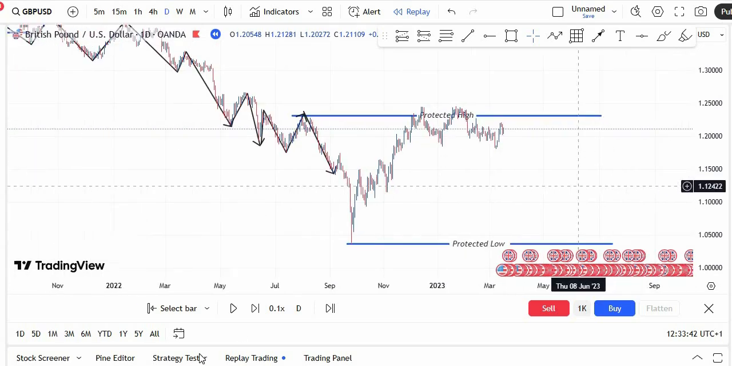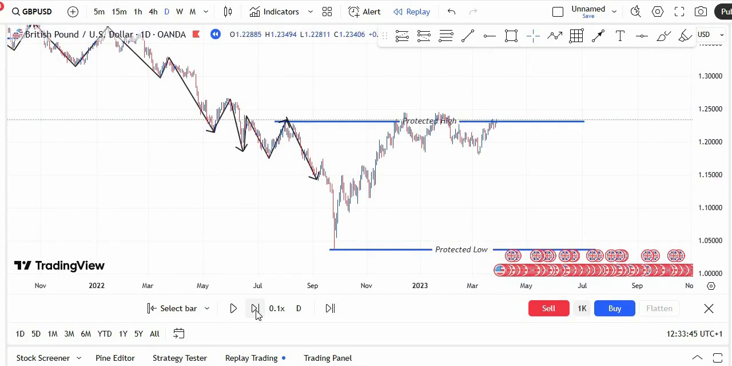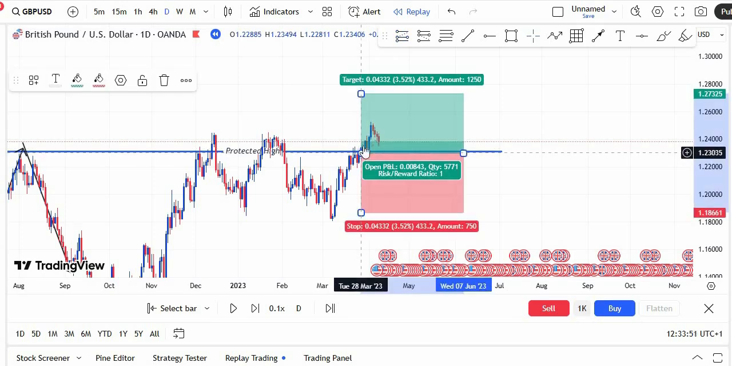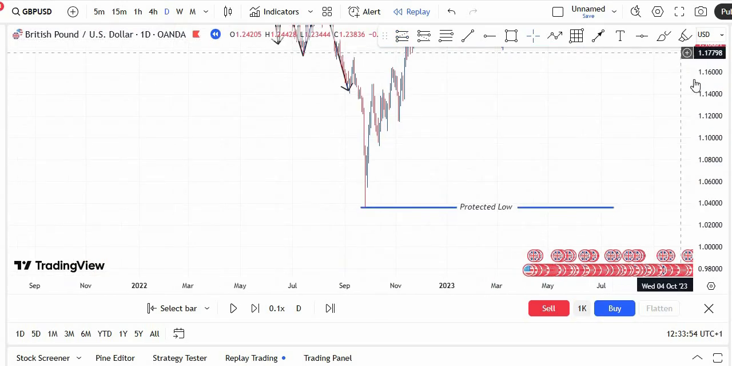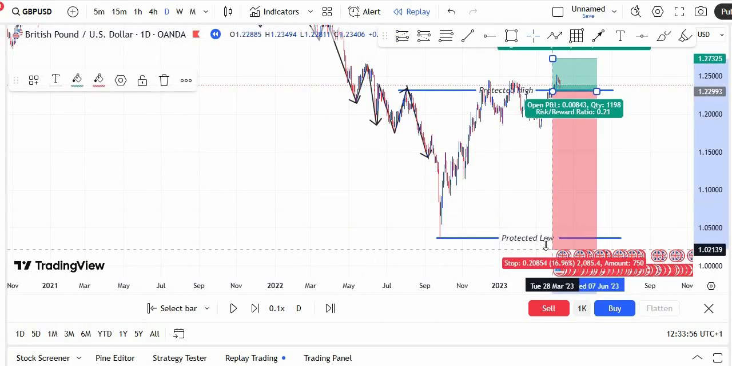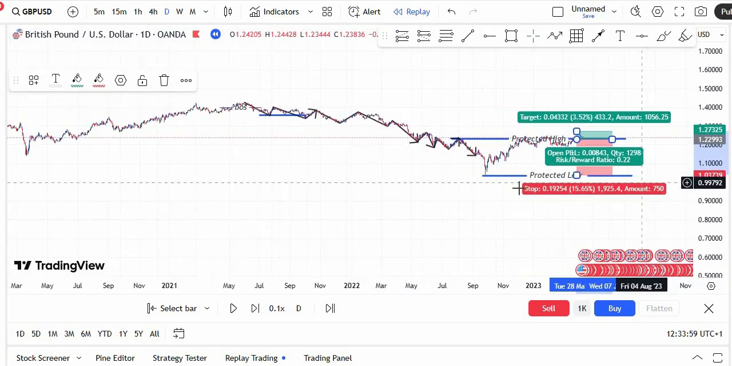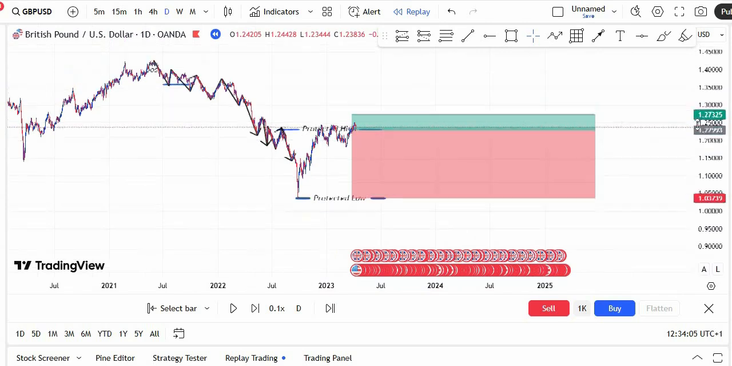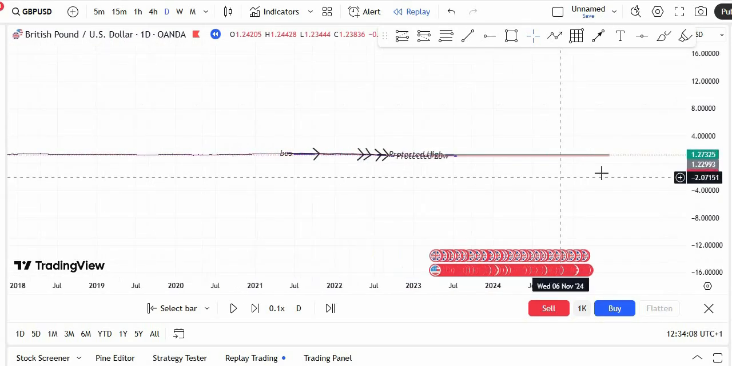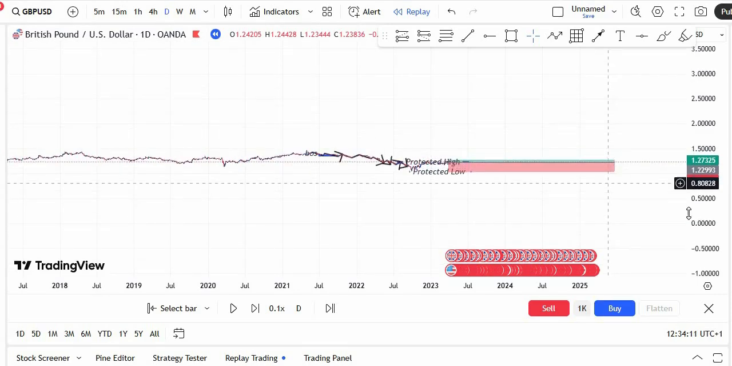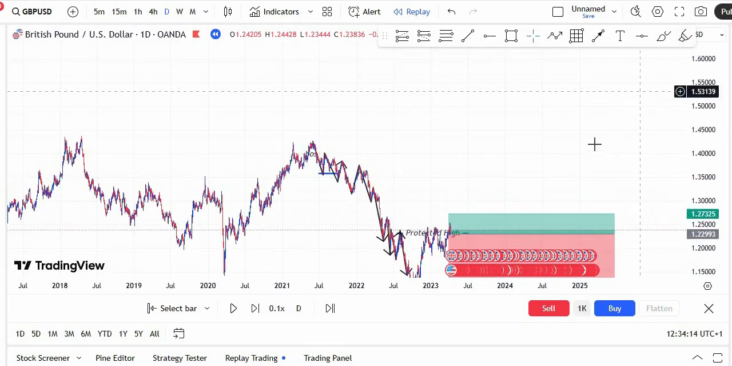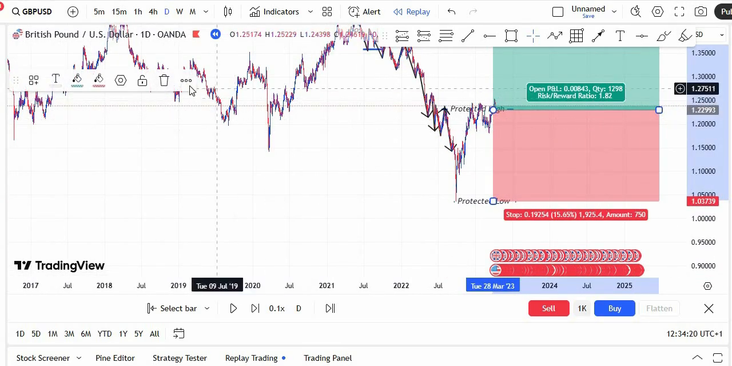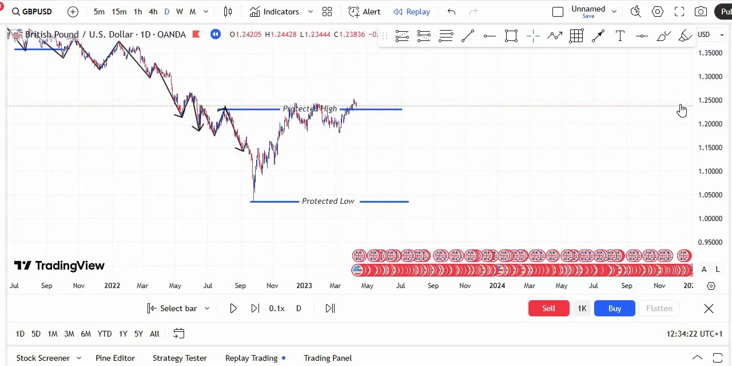Right, so now we have a protected high that is about to be broken. It has been broken already. So now we can have a buy trade. Immediately it got broken, we can have a stop loss below the protected low. Take profits can be high enough. Something like that, but something like this is too big. Let's look for something realistic.